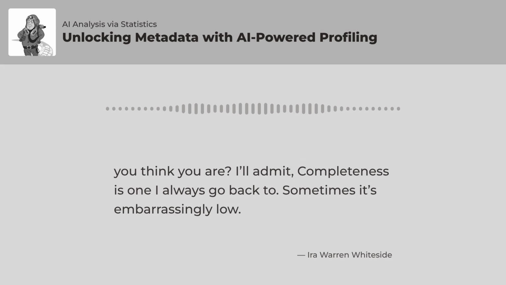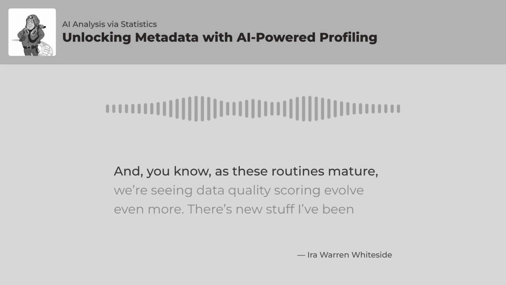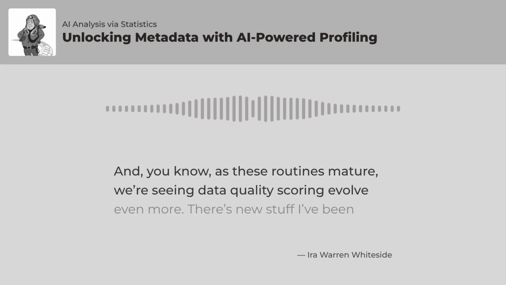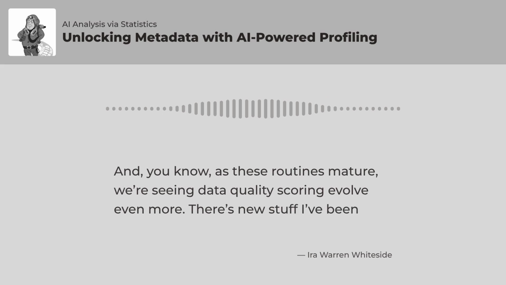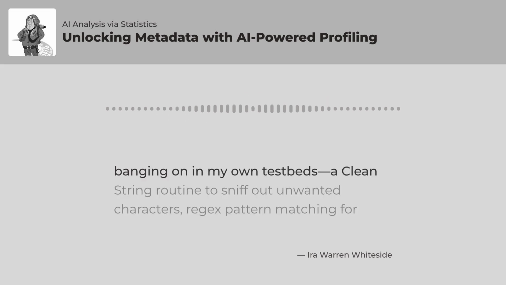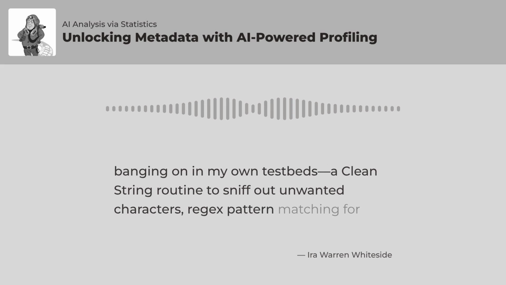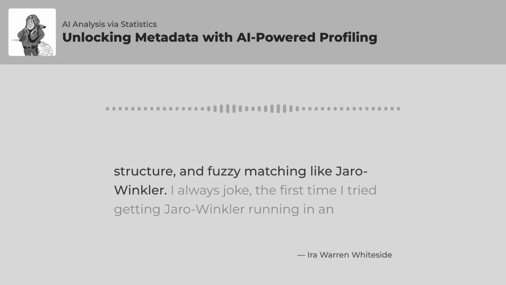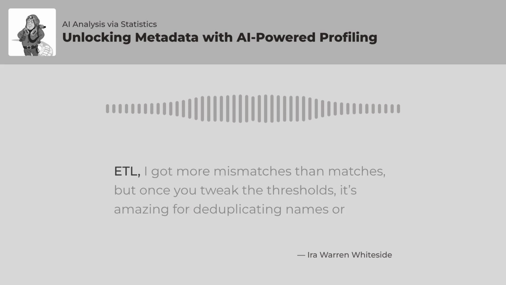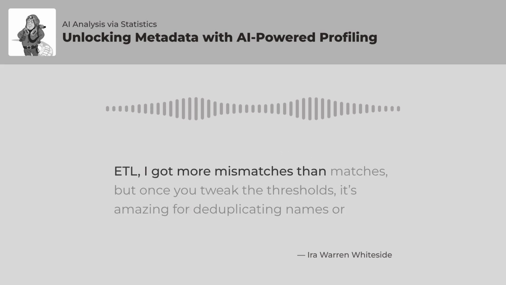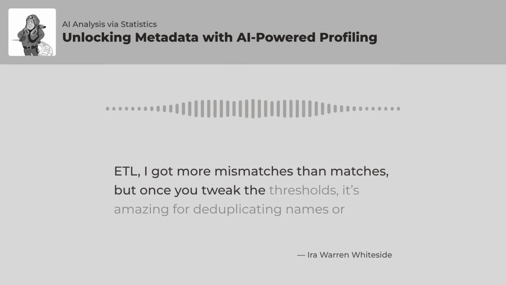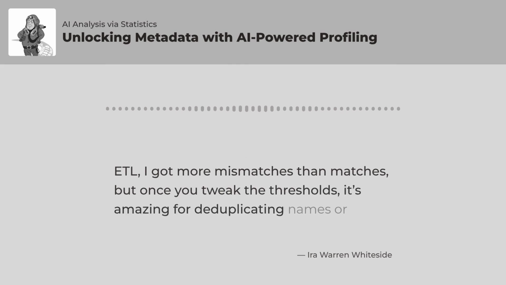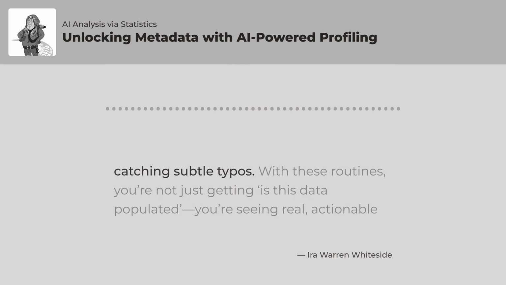Sometimes it's embarrassingly low. And as these routines mature, we're seeing data quality scoring evolve even more. There's new stuff I've been banging on in my own test beds: a clean string routine to sniff out unwanted characters, regex pattern matching for structure, and fuzzy matching like Jaro Winkler. I always joke the first time I tried getting Jaro Winkler running in an ETL, I got more mismatches than matches. But once you tweak the thresholds, it's amazing for deduplicating names or catching subtle typos.